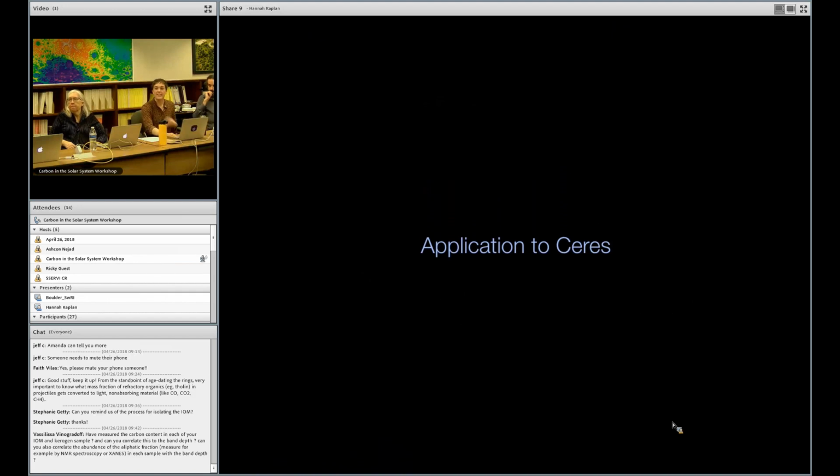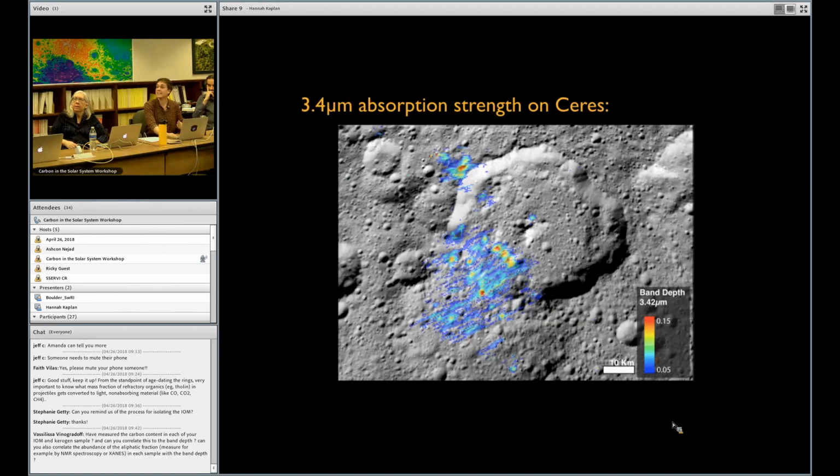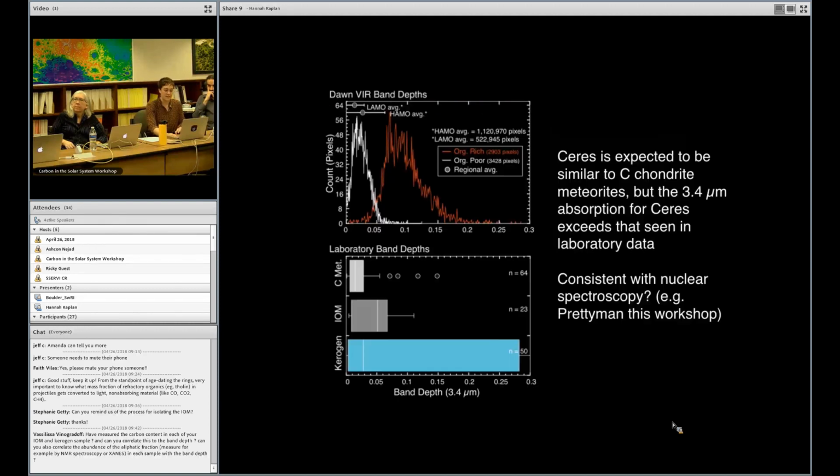So the kind of exciting application, of course, is Ceres. This has already been talked about, the organic detection at Ernutet crater. Here is the strength of this 3.4 micron absorption, and this map, or the John team's version of this map, has already been shown. I recreated it from the data, and our spatial distribution lines up pretty nicely. Our band strengths line up nicely, so we're looking at a really nice, strong 3.4 micron absorption feature.